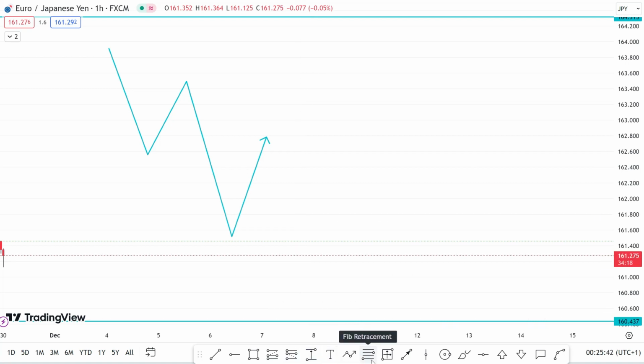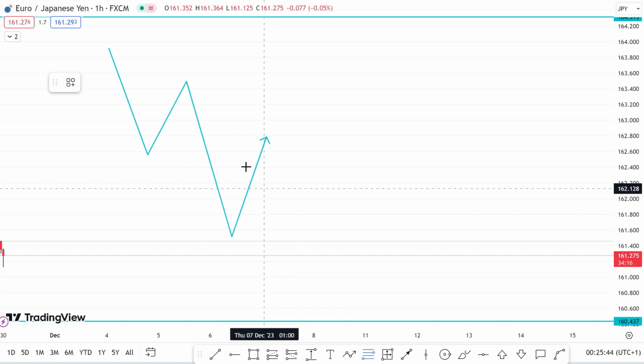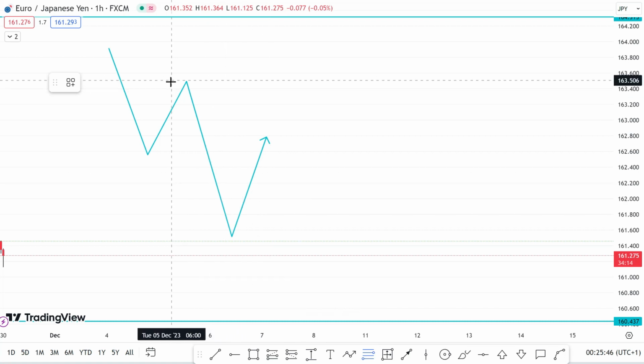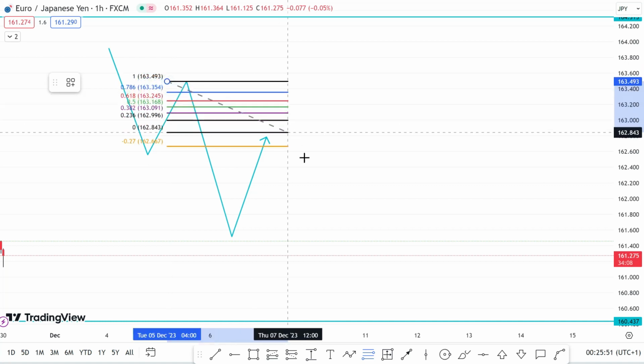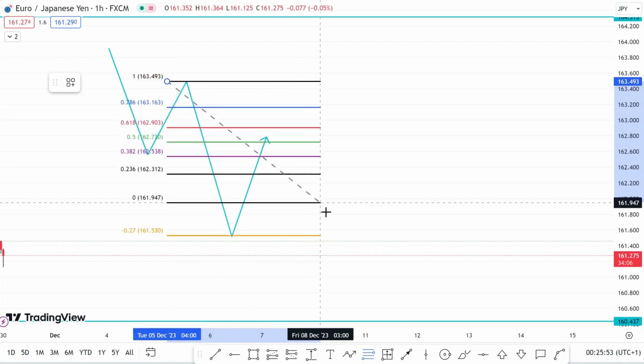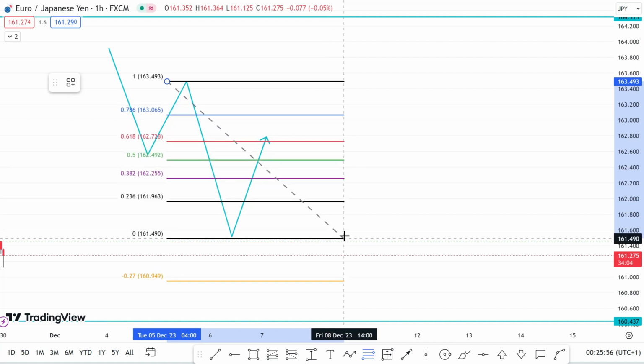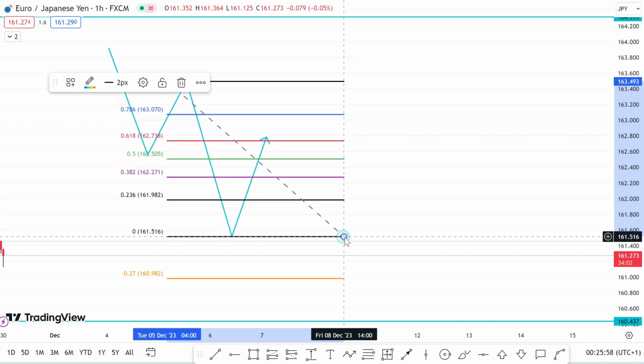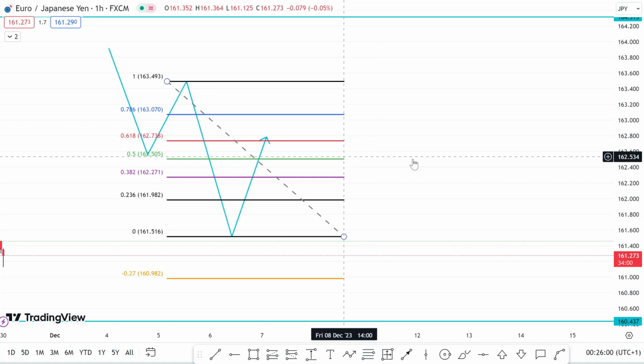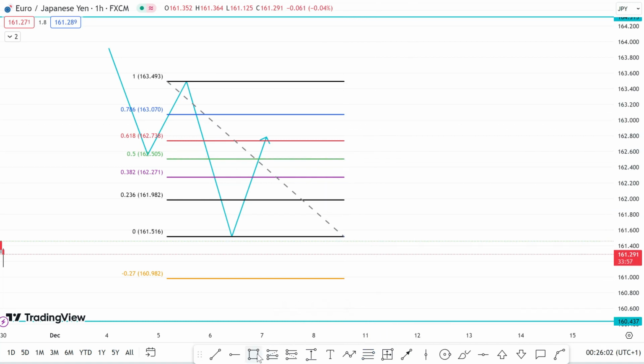In a situation like this, you take your Fibonacci tool and you place it at the last high, the last lower high. The 1% should be at the last lower high, then the 0% should be at the low, the lowest low you have. Alright, when you have these, you tend to mark out your zones, these levels, right?